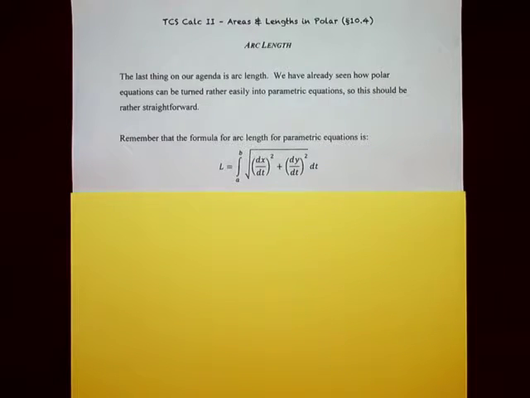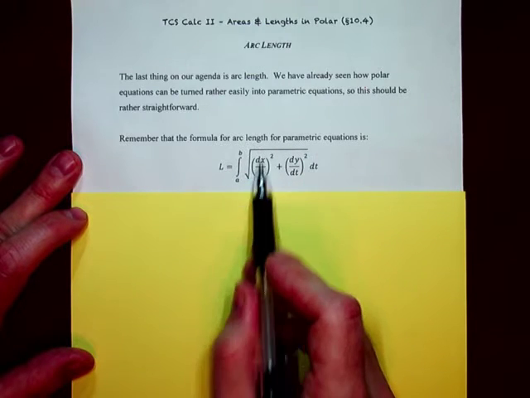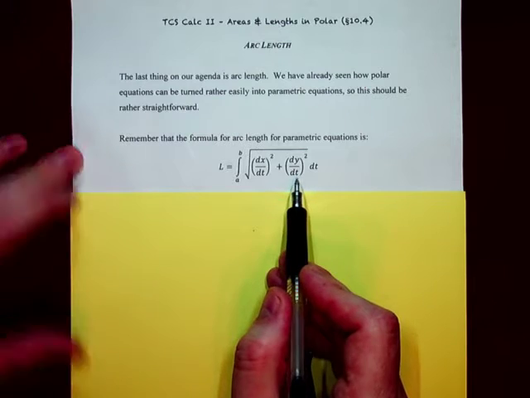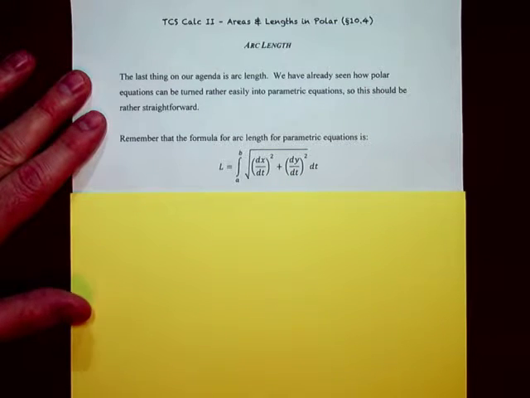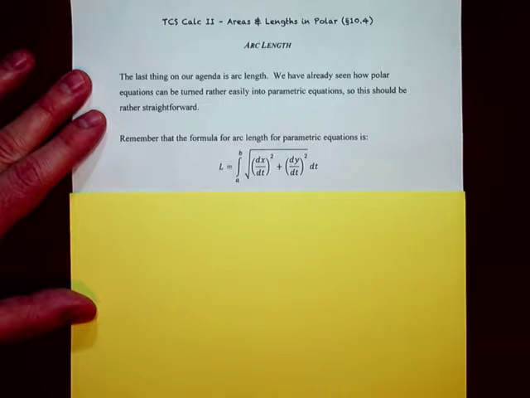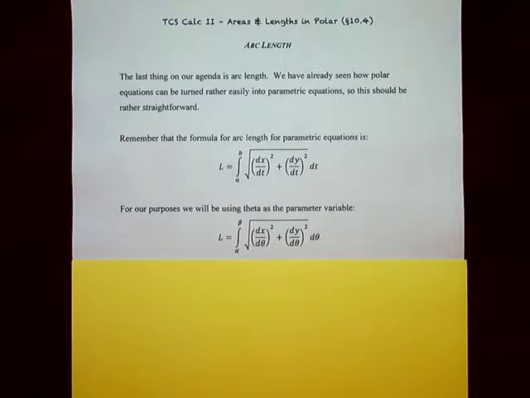So, if we remember that the formula in parametric has that square root, and it's dx dt squared plus dy dt squared. Now, remember in parametric, we are used to dealing with t, but every once in a while it was theta. And since we're dealing with polar and the parametricizing of polar equations into parametric, and we're always using theta, let's go ahead and think of it like this. Okay, let's think of it as dx d theta squared and dy d theta squared.